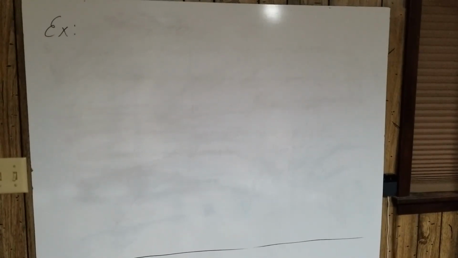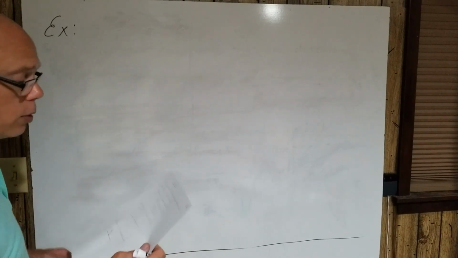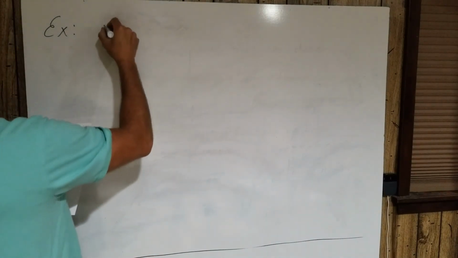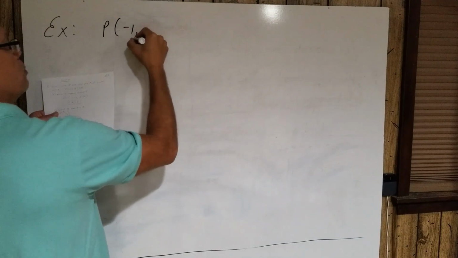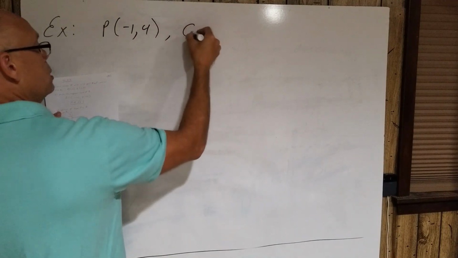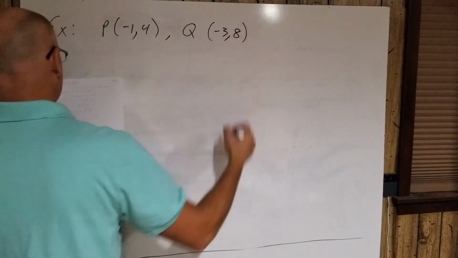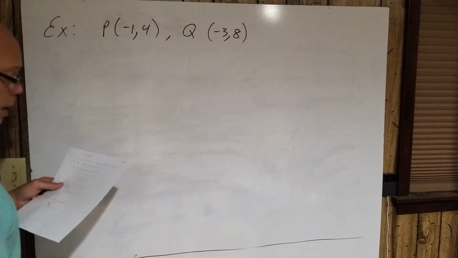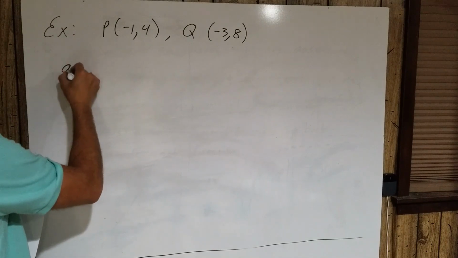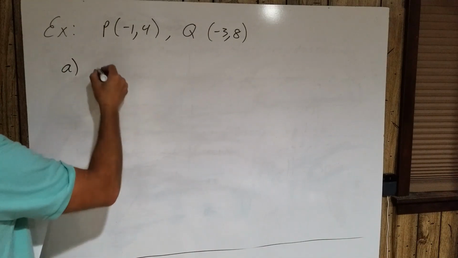Let's look at this example on page 4. Given a vector v with initial point P and terminal point Q. So we have an initial point P, negative 1, 4, and a terminal point Q, given by negative 3, comma 8. Part A says, write the component form of vector v.